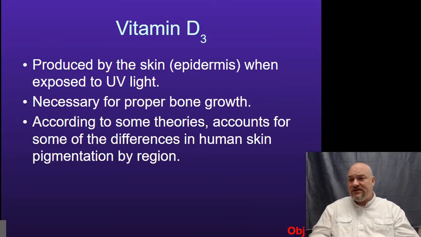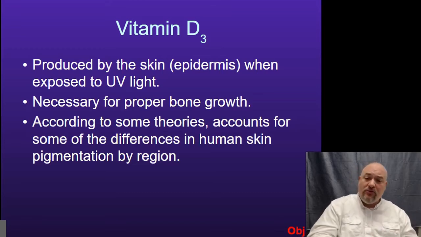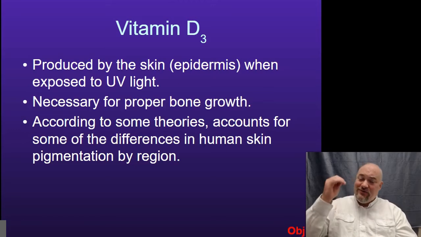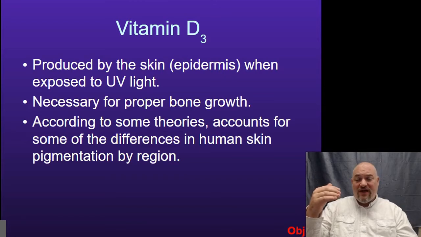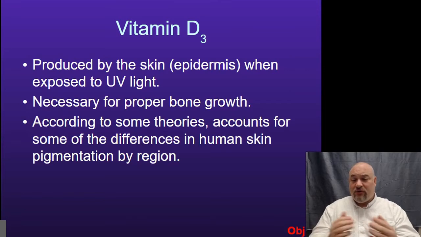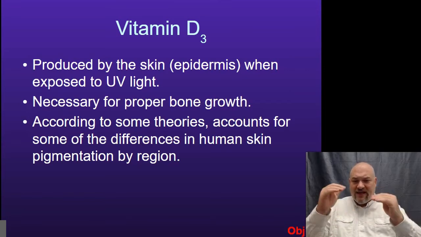Our skin also produces vitamin D3 when it's exposed to UV light, so we need UV light exposure for our skin if we're going to produce our own vitamin D3, because we need that for proper bone growth. But that raises an issue, right? We don't want too much UV exposure because it can damage our DNA and cause cancer and skin burns. But if we don't have enough, we can't produce enough vitamin D3, and we're going to have poor bone growth, and things like rickets. So we have to find that balance.